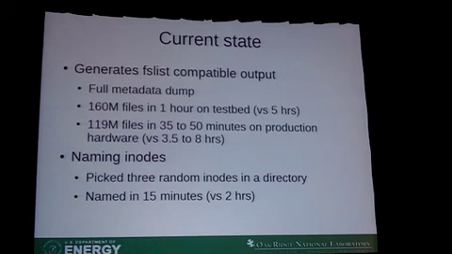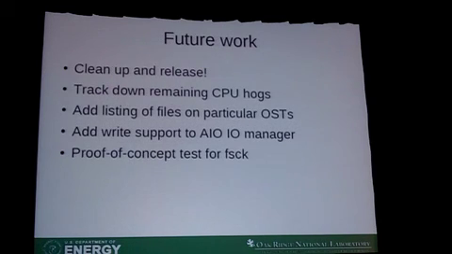Naming inodes. Fortunately, I don't have to do this much anymore. We found that bug, we fixed it. But should it ever have to happen again, I can name these 3 random inodes in a directory in 15 minutes versus the 2 hours with debug FS. The nice part is that this part of my tool is obsolete. We don't care about it that much anymore. 2.0 is going to make that 30 seconds. So that's a beautiful thing, and I'm happy to be obsolete already.